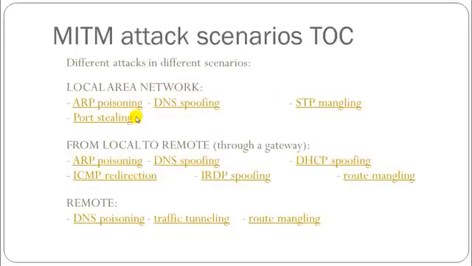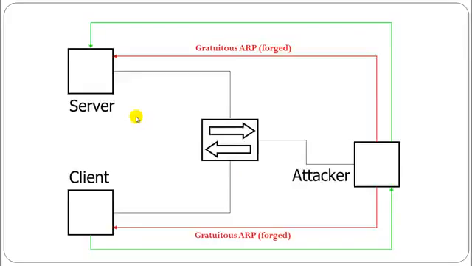Then we have attacks through a gateway from a local machine to a remote machine. They're doing the same thing again: ARP poisoning, DNS spoofing, DHCP spoofing, ICMP redirection, IRDP spoofing, and route mangling. And finally, once we have the remote access, we can again do DNS poisoning, traffic tunneling, and route mangling. So I will be teaching you some of these today, and I'll let you know how exactly they work. We will start today with ARP poisoning, and I'll tell you how this works exactly.